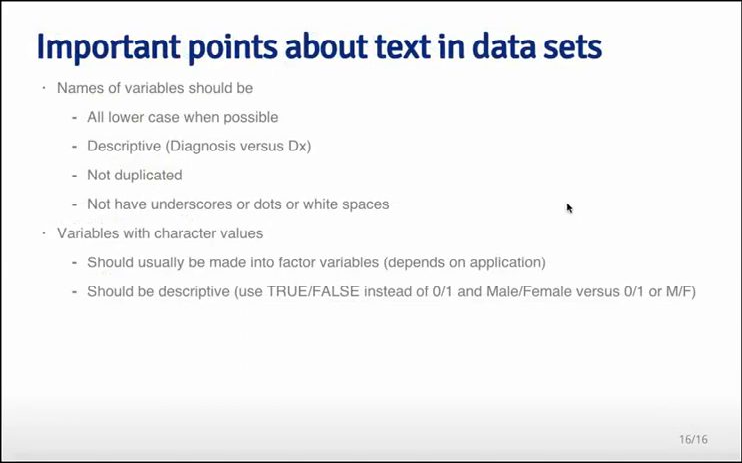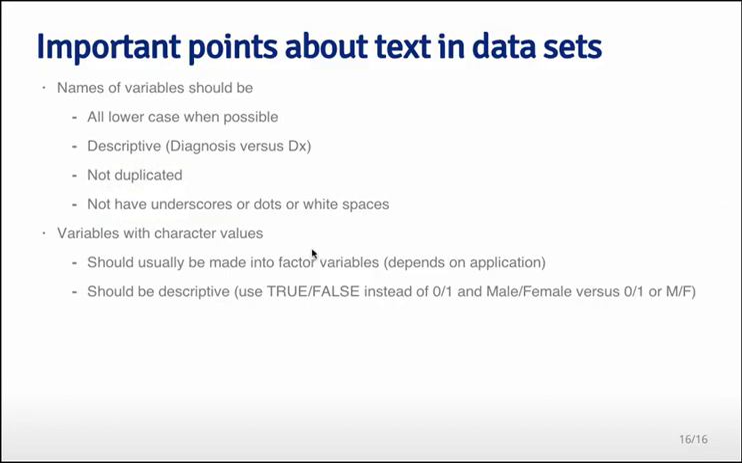So a couple of important points about text and data sets. Whenever possible, you'd like to have all lowercase because mixed caps can lead to very difficult to find bugs in data analysis. You'd like them to be descriptive. So in other words, you'd like it to say diagnosis as opposed to DX. You'd like the variable names not to be duplicated and not to have underscores or dots or white spaces, which we showed you how to remove.